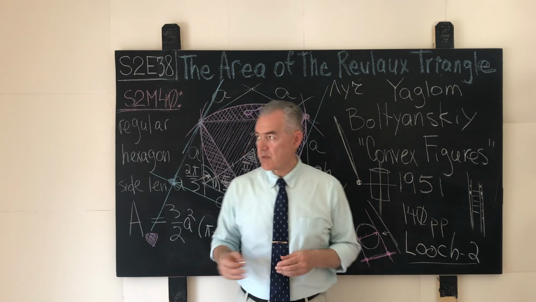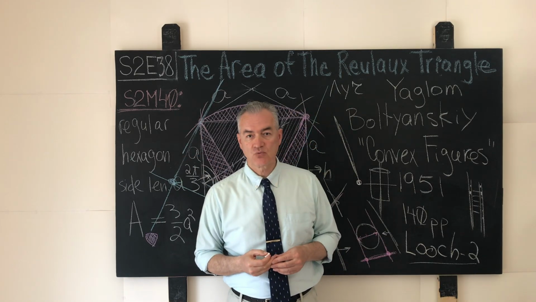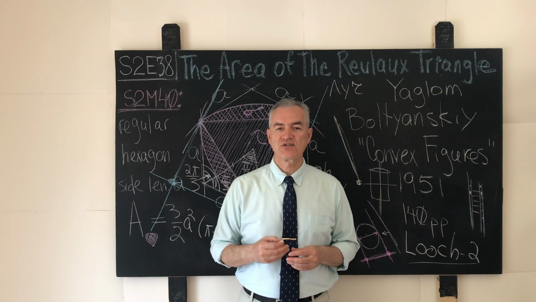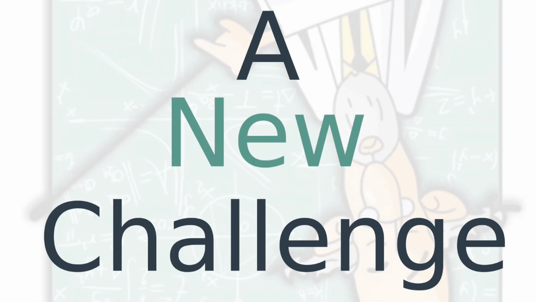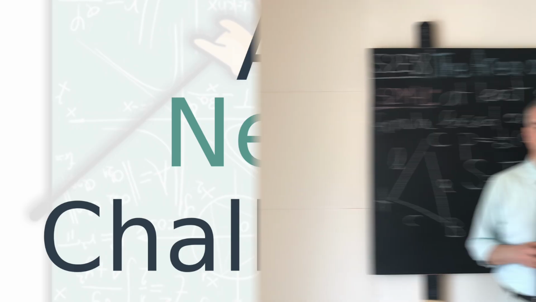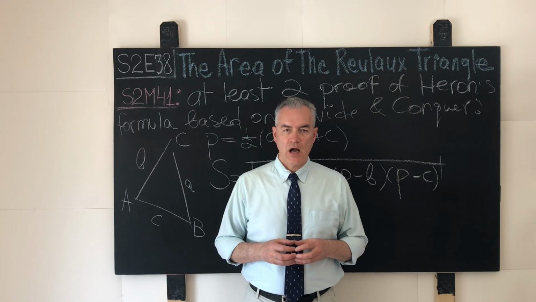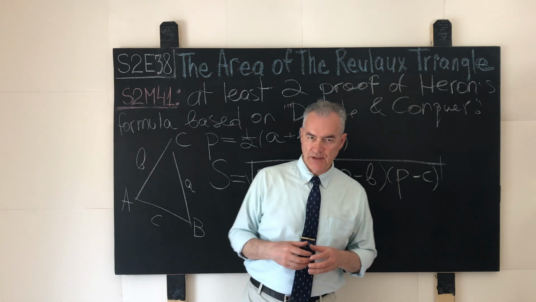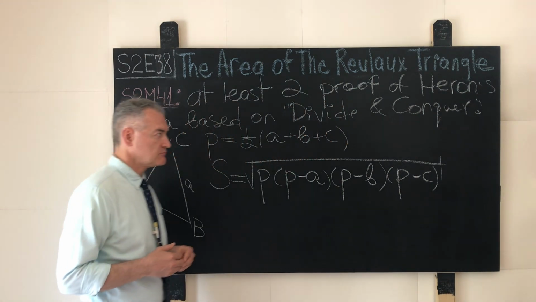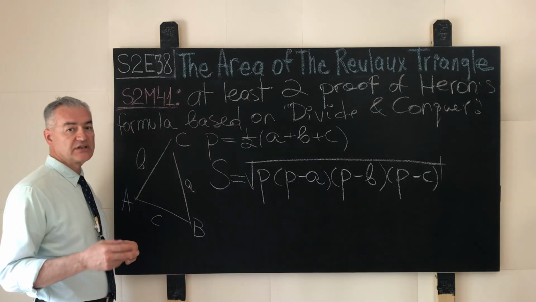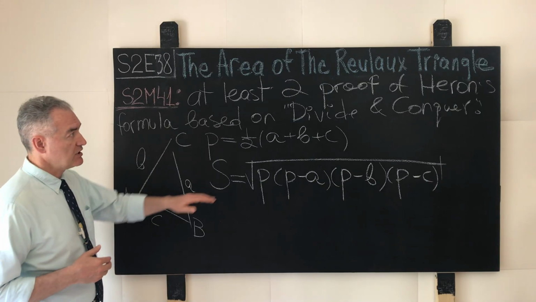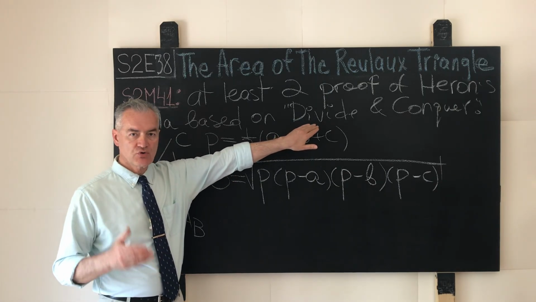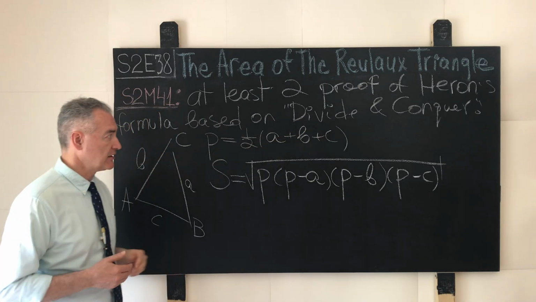And now we're done with the mathematical problem S2M40, and we will move on to a new challenge next. Our next challenge will be the mathematical problem S2M41. And in that problem, we'll be looking for at least two proofs of Heron's formula that is based on the divide and conquer problem solving approach, or the approach that we're studying right now in a dedicated manner.